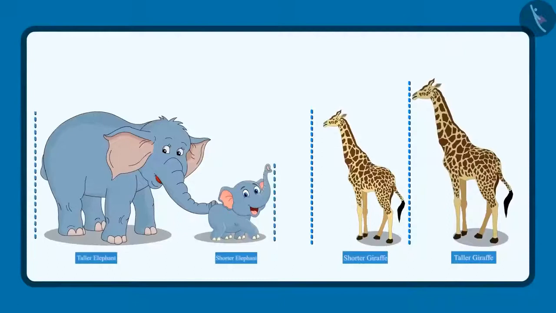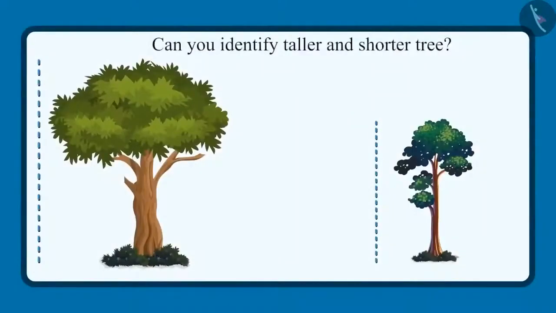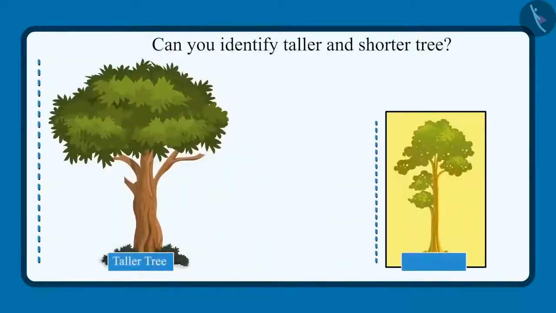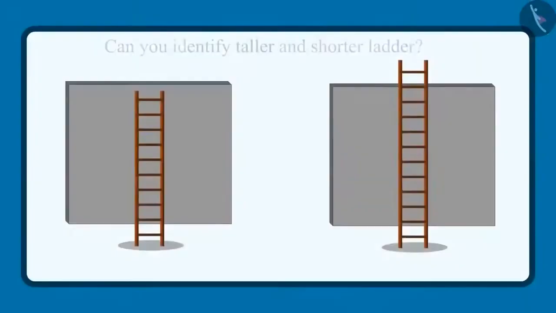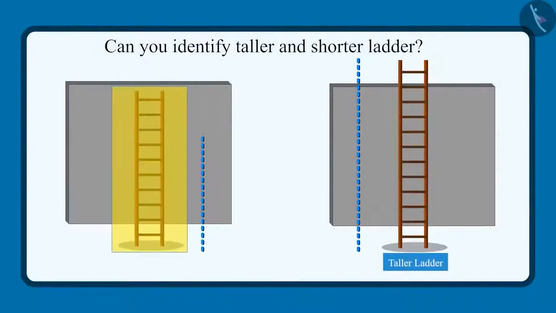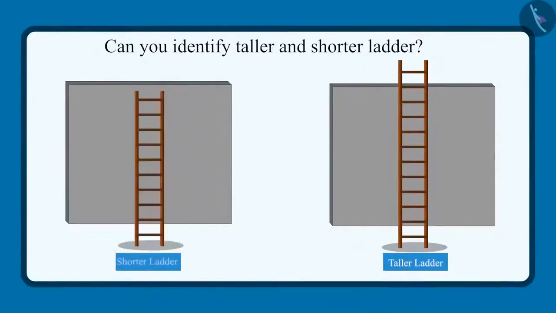So children, did you see how Chotu and Pinky identified the taller elephant, the shorter elephant and the taller giraffe and the shorter giraffe? So can you tell me which of these two trees is taller and which one is the shorter tree? Yes, this tree is taller and this tree is shorter. And out of these two ladders, this ladder is taller and this ladder is shorter.